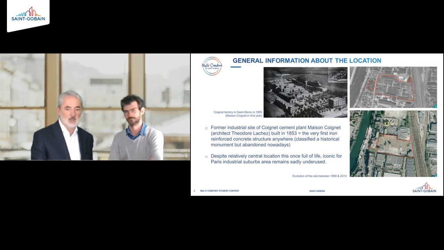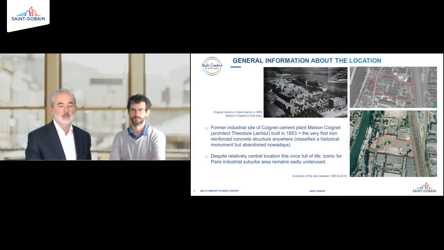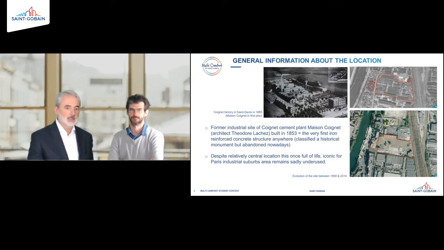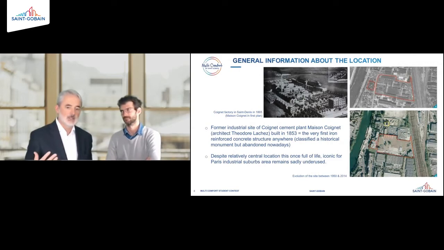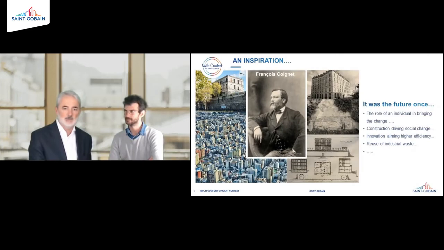Nicolas has already mentioned the history of Coignet, Maison Coignet, and the plant that was there. It was the place where for the first time aggregated and molded concrete was used for residential construction. That was precisely the Maison Coignet, which was created in 1853. It was also a kind of prototype to demonstrate that this technique can be used in residential buildings. Later on, it gave the Coignet family a real good development of their business, linked with both residential and infrastructure use of their invention.